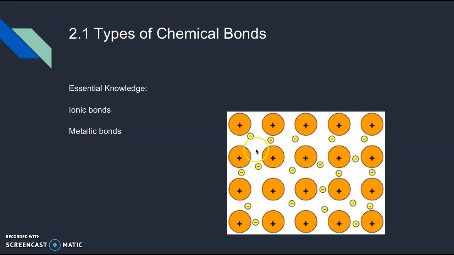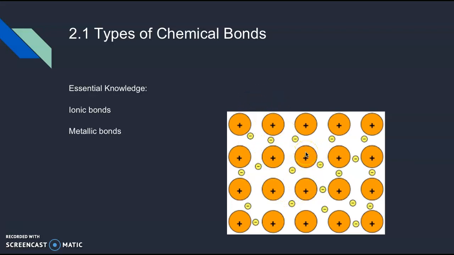Then continuing with 2.1, we talked about ionic bonds already, but you also want to know about metallic bonds. This picture is a representation of a metallic bond. These positive particles here, those would be the metal ions. And the negative particles, those are electrons.